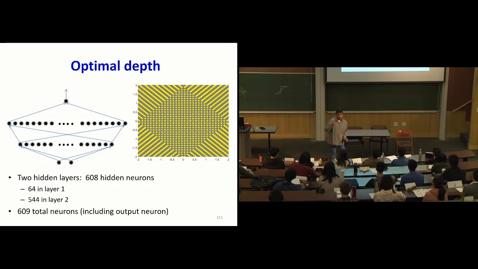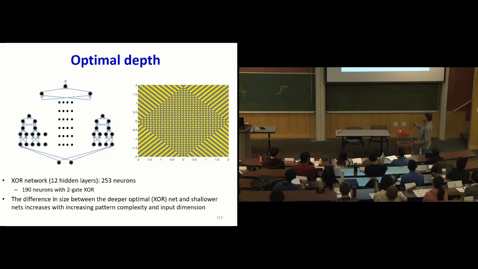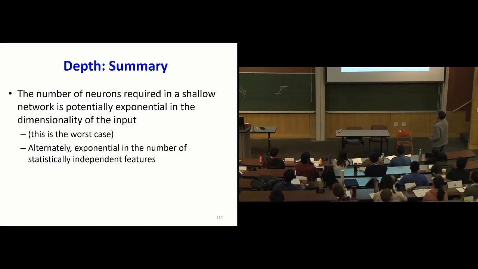But more accurately, it's going to be exponential in the number of statistically independent features that you find in the input. Right? So here is the actual summary. The number of neurons required in a shallow network is potentially exponential in the dimensionality of the input, or exponential in the number of statistically independent features. There's a hidden slide that I'm not showing. You should go over it, right?